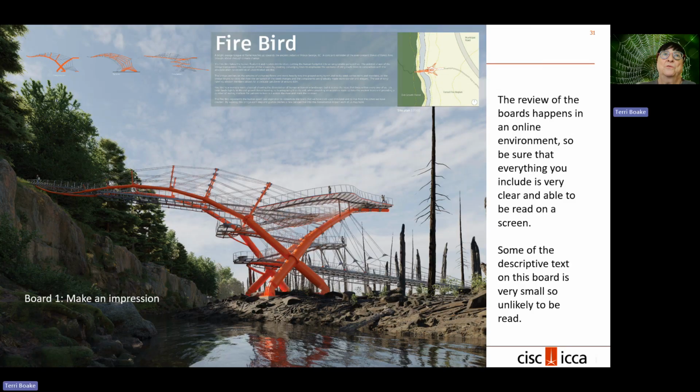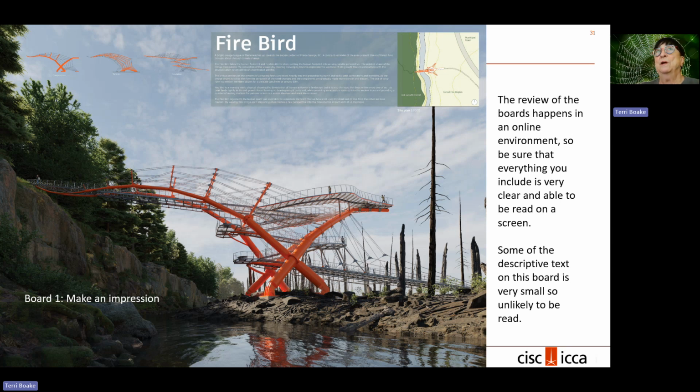So the first project I'll go through was again a number one Award of Excellence winner. Board 1 really needs to make an impression on the jury. The review of the boards happens in an online environment, so be sure to include everything and make it clear and legible. Also bear in mind that the jurors are viewing these on their computer screens, and most computer screens are in a horizontal format, so you're better off to keep a landscape orientation on your boards.